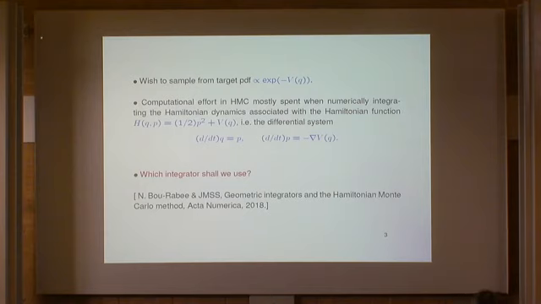So the problem is that in R^D, D could be very high, could be thousands or even tens of thousands. One has a probability distribution function, so that not all locations in R^D are equally likely, and one aims at obtaining samples of this distribution.